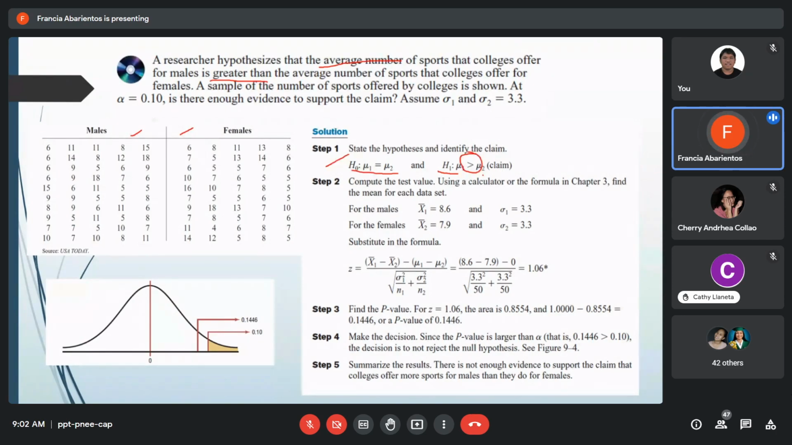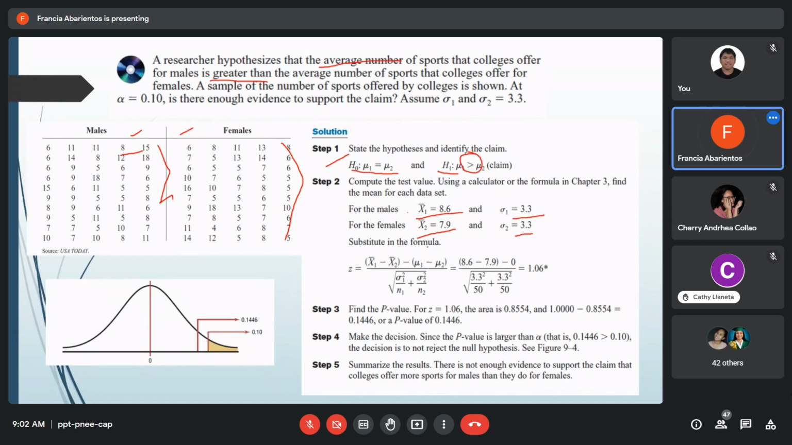In computing for the test value, compute first, since what is given to us is raw data, from males to females. That will be our data set. Find the mean for the males and the females, as well as the standard deviation. You have a calculator, so you can make use of that.